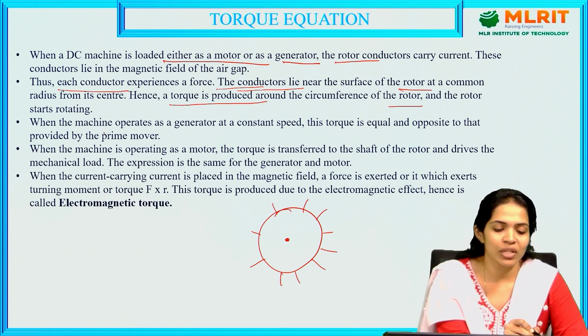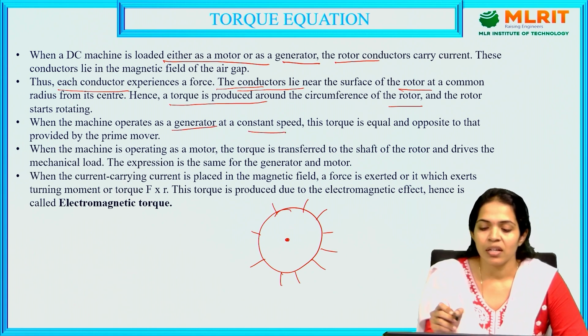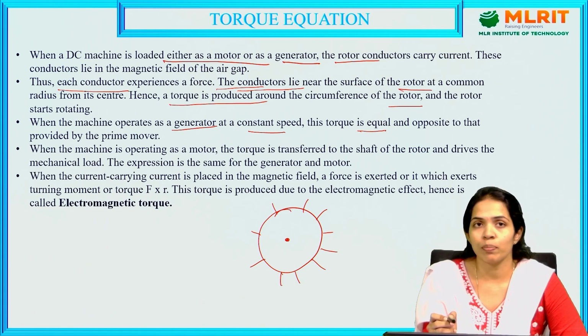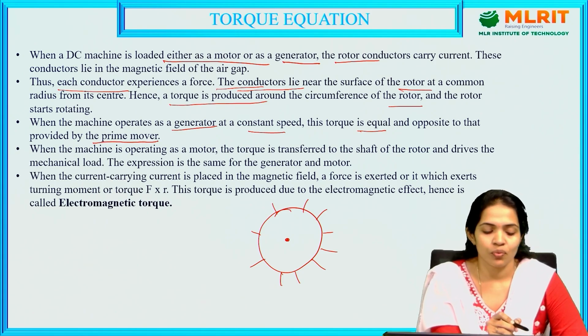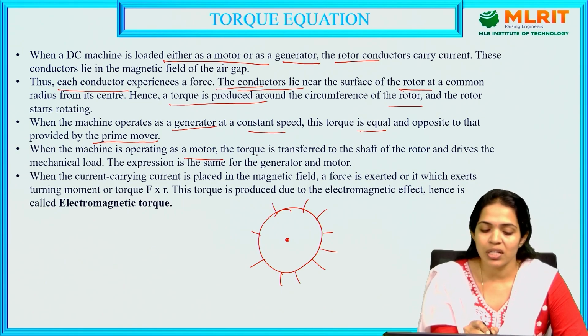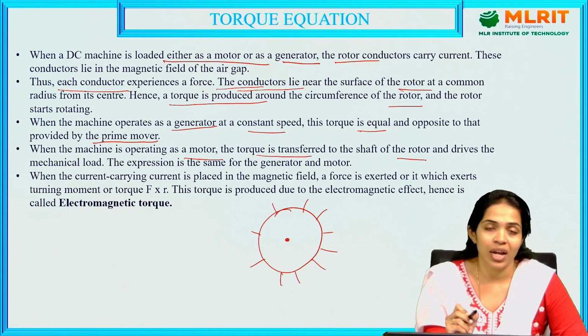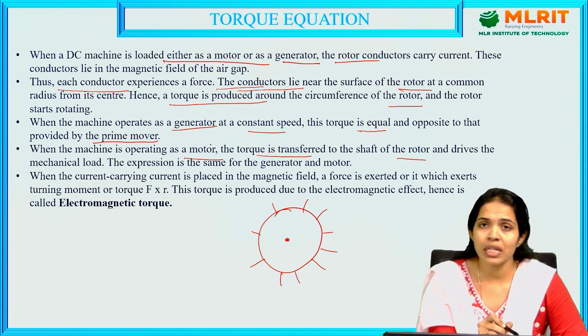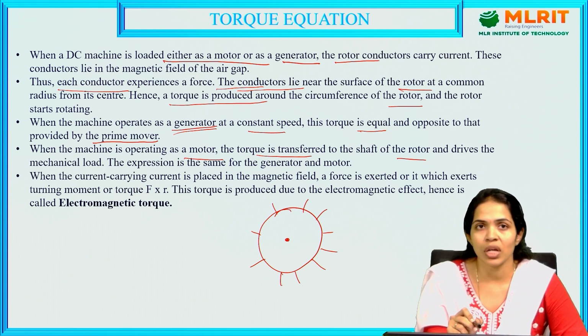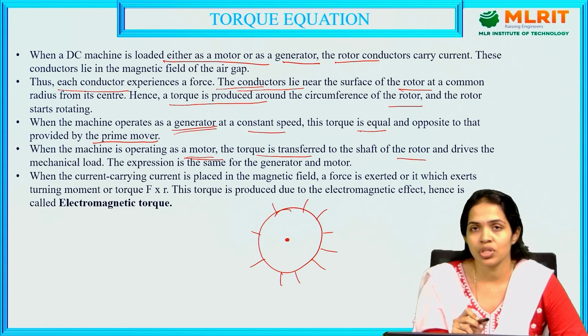When the machine operates as generator at a constant speed, this torque will be equal and opposite to that exerted by the prime mover. When the machine operates as motor, this torque is transferred to the shaft of the rotor and thus drives the mechanical load which is attached to the shaft of the rotor. So this is how the torque is required in both cases, whether the DC machine is acting as generator or motor. In generator, when it is maintained at a constant speed, the torque is equal and opposite to that of the prime mover. And in motor, the torque is transferred to the shaft of the rotor such that it drives the mechanical load attached to the shaft of the motor.